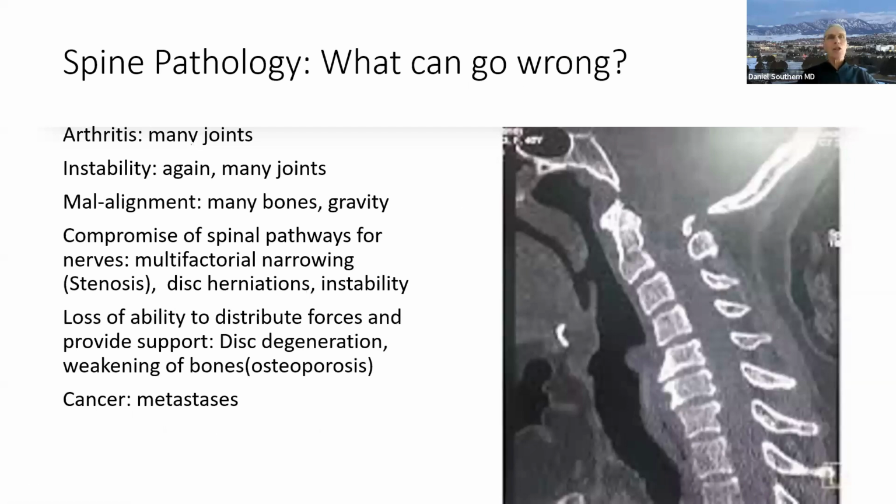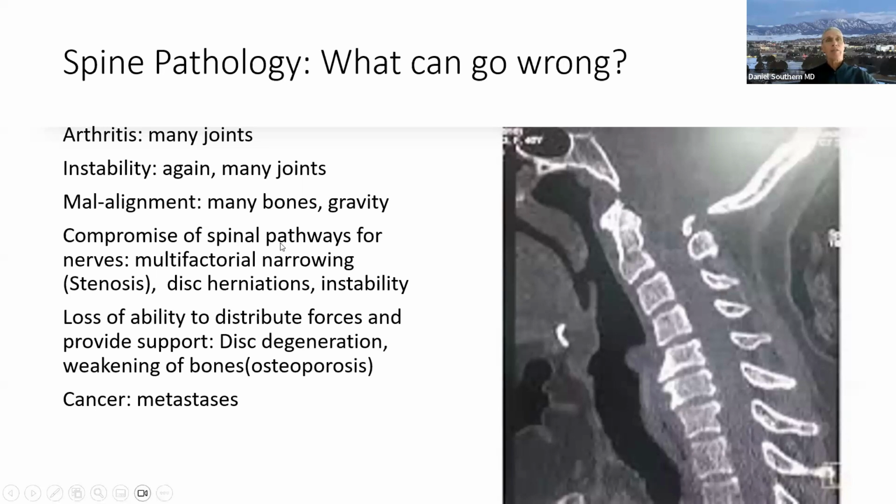Spine pathology, what can go wrong? Well, there are many, many joints, as I just told you, so arthritis is often an issue as we're aging. And because there are also many joints and many bones, instability is a problem. Again, as we age or following a trauma, instability leads to malalignment of bones, and gravity works on the bones and the alignment, and over time, meaning many decades, can begin to distort the alignment of the spine.